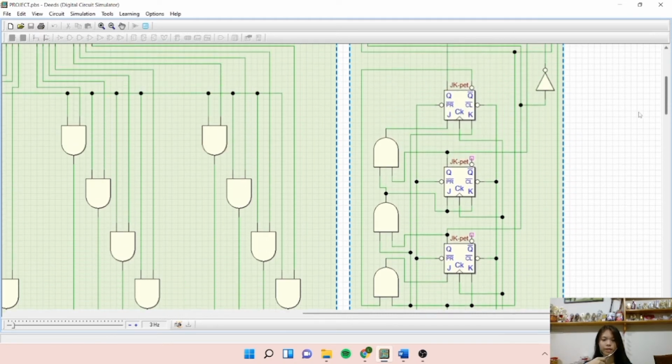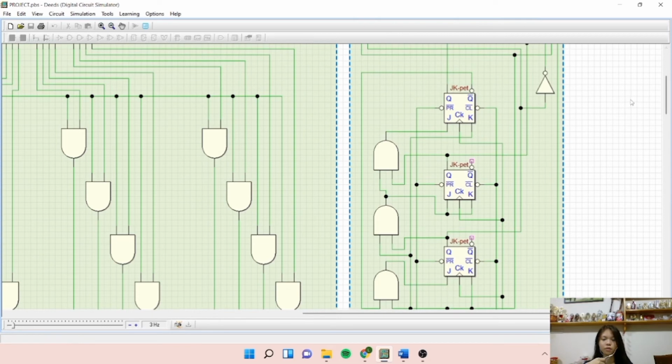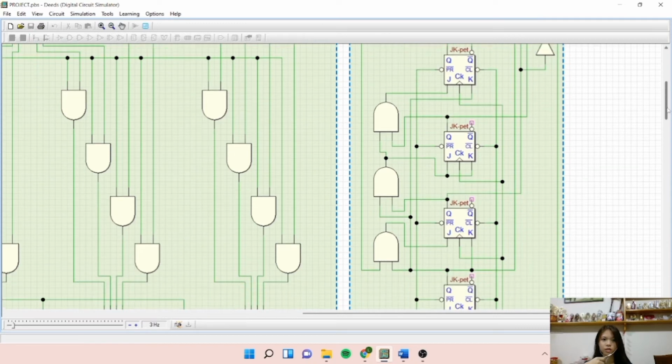For flip-flop 2, both J2 and K2 are connected to Q1 and Q0. Next, for flip-flop 3, J3 is connected to Q2, Q1 and Q0, and K3 is connected to Q0.